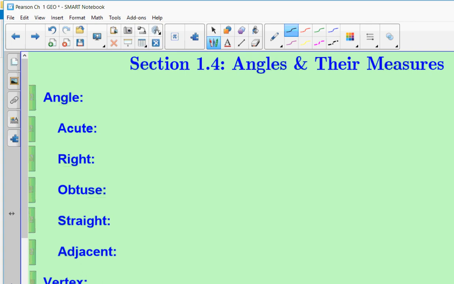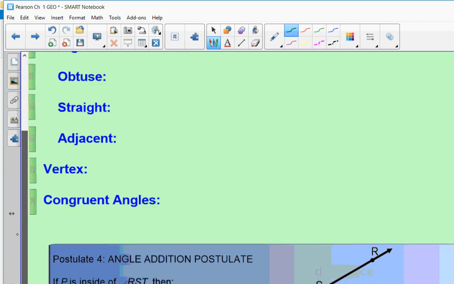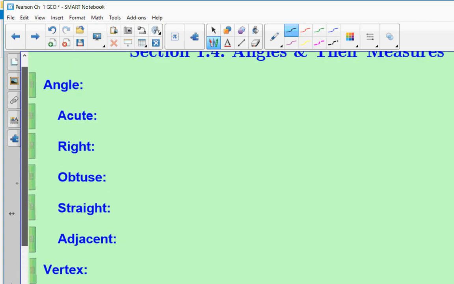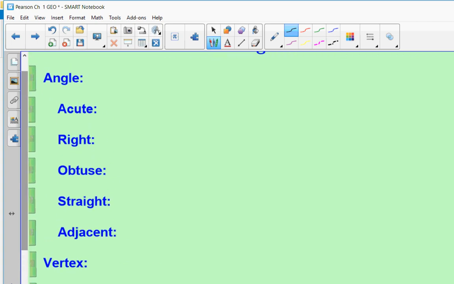All right, section 1.4. This is angles and their measures. There are a lot of definitions here again, so what I'll do is pull all these out, and then you guys can hit pause and write them all down, and then I'm going to draw some pictures that go with it. There's a lot here, and they're all really important, and then we'll do some rules that go with it. Okay, so pull these out.